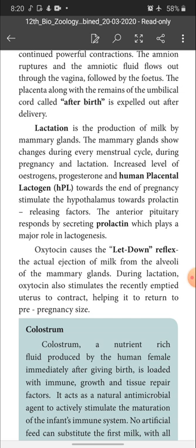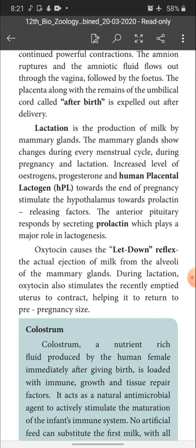the contraction and relaxation of the uterus during parturition, and also plays an important role in the mammary gland. This oxytocin causes the actual ejection of milk from the alveoli of the mammary gland. This ejection of milk from the alveoli of the mammary gland is called the let down reflex. This let down reflex is caused by oxytocin. So oxytocin is involved in both lactation as well as parturition.